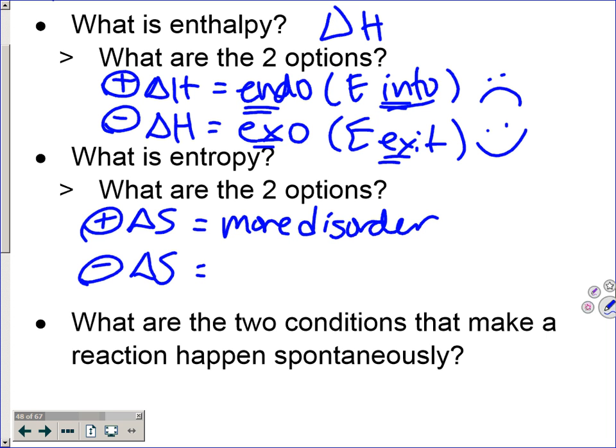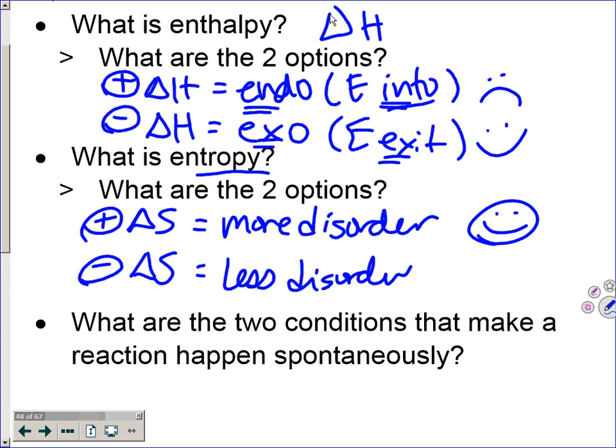And so what does negative delta S refer to? Less disorder. So you're remembering that delta S, entropy, is referencing the disorder, which by definition means disorder. Which is more favorable to the universe? More disorder. Okay, so if more disorder and exothermic reactions happen, what would we say about the spontaneity of that reaction? Always spontaneous, without a doubt.